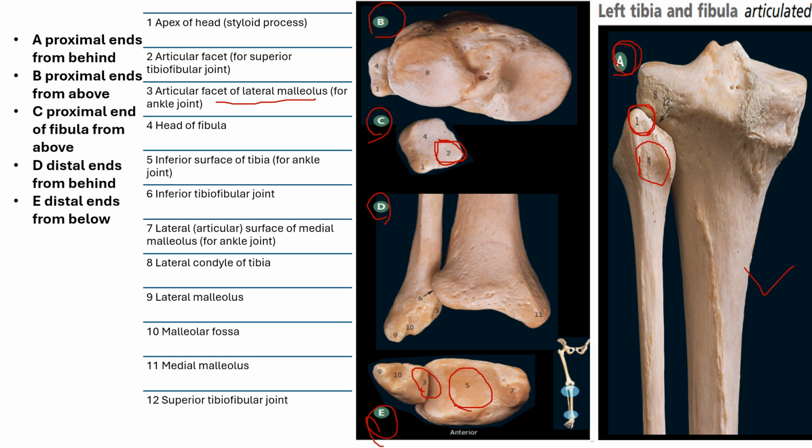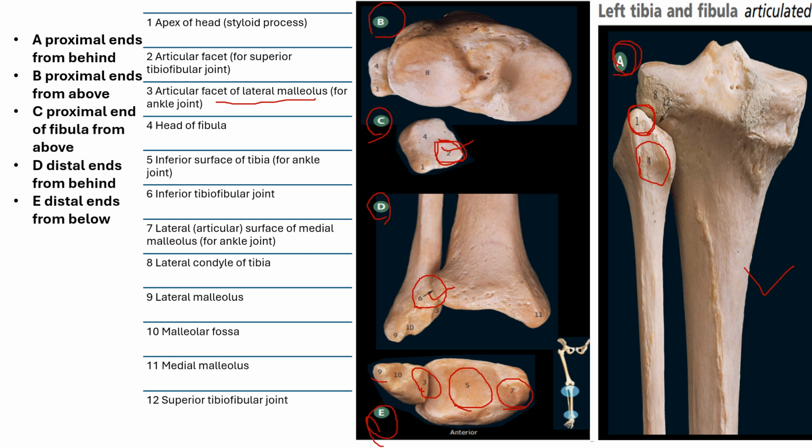The sixth one, in the D image, is the inferior tibiofibular joint. As number 2 forms the superior tibiofibular joint, number 6 is the place for the inferior tibiofibular joint. The number 7, in image E, is the lateral articular surface of the medial malleolus for the ankle joint, or we say the point where the medial malleolus will lie.